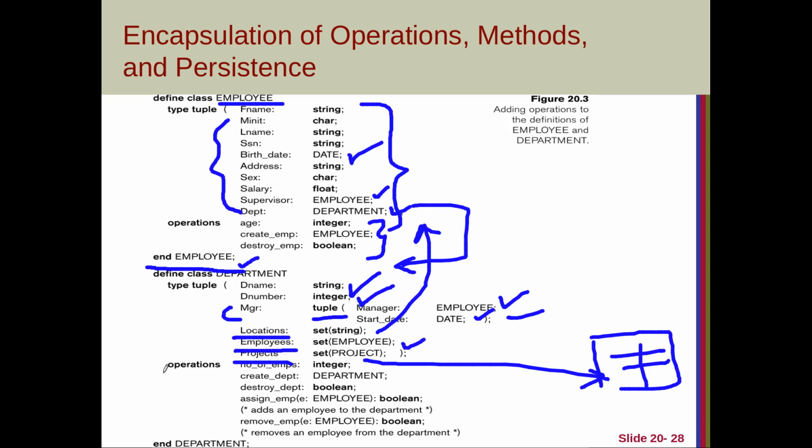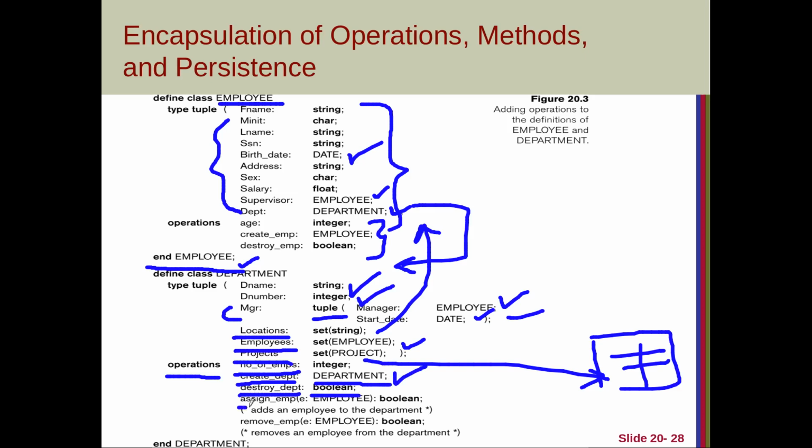Then we are going to define a number of operations here in this department class. Number of employees, which returns an integer, that is to return the number of employees present in a department. Then create department, which will create a department and return an object of type department. Then destroy department will destroy the department and return either true or false.